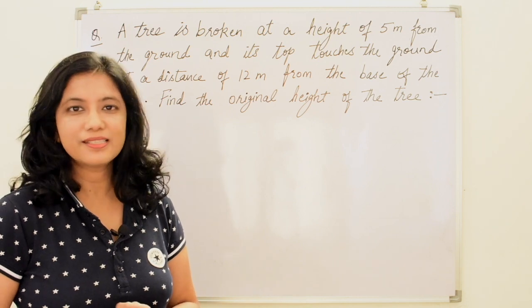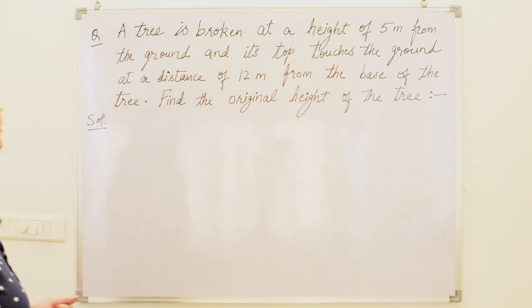Let us solve another sum. A tree is broken at a height of 5 meters from the ground and its top touches the ground at a distance of 12 meters from the base of the tree. Find the original height of the tree. Now see, the tree is broken at a height of 5 meters from the ground.